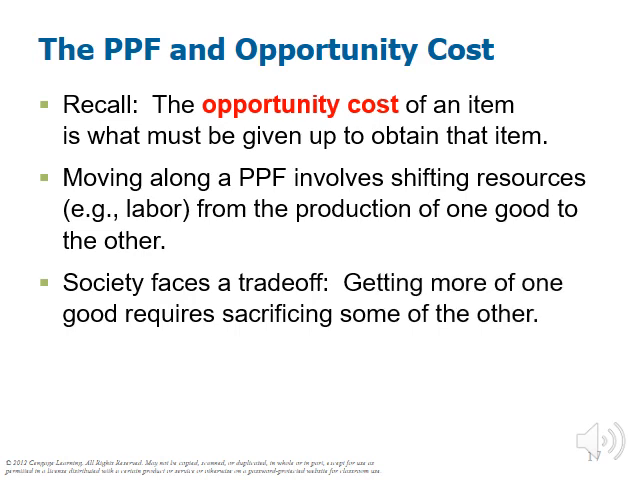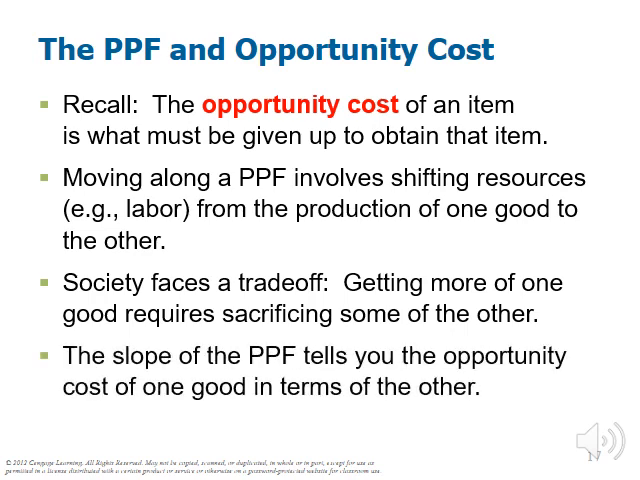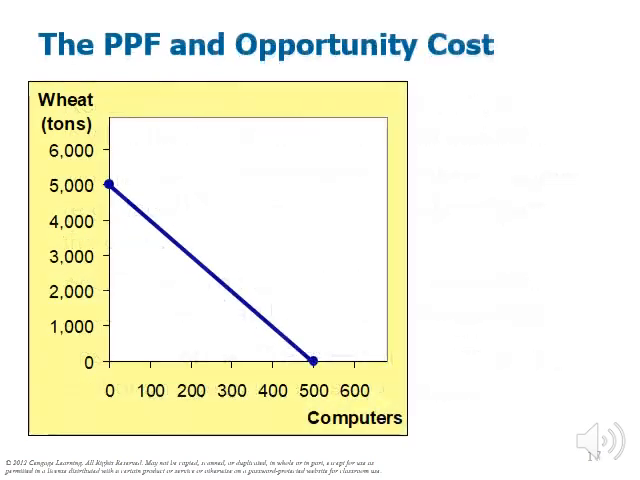Society faces a trade-off. Getting more of one good requires sacrificing the other. The slope of the PPF will tell us the opportunity cost of one good in terms of the other. A handy rule of thumb here is that the slope of the line gives us the opportunity cost of the good on the x-axis. Let's look at this. The PPF and opportunity cost.